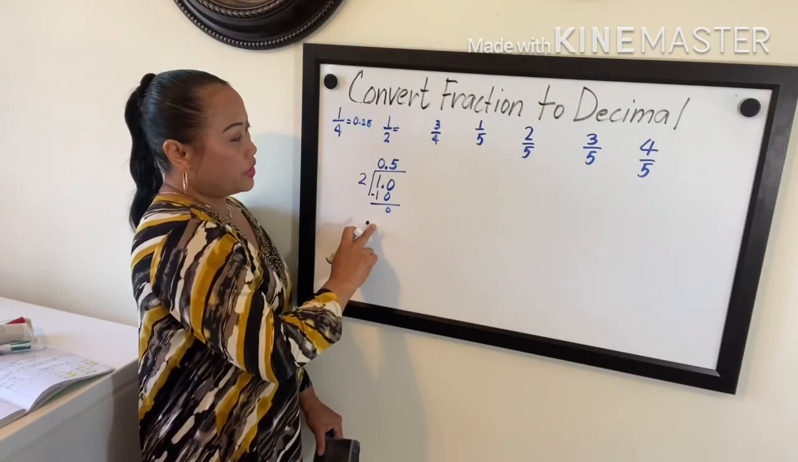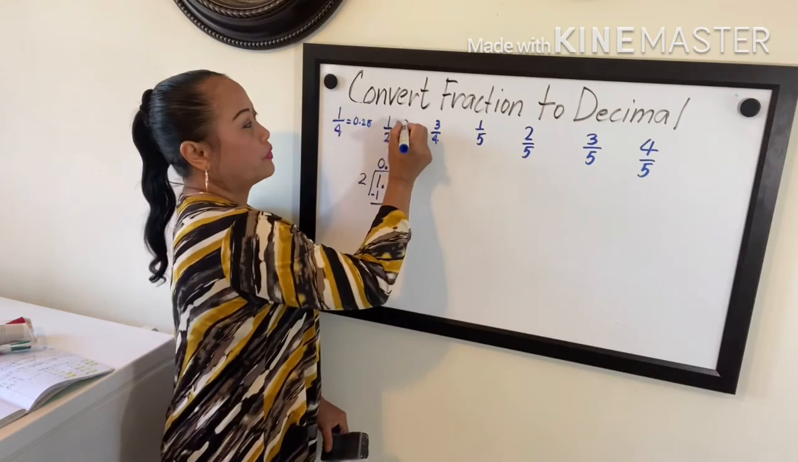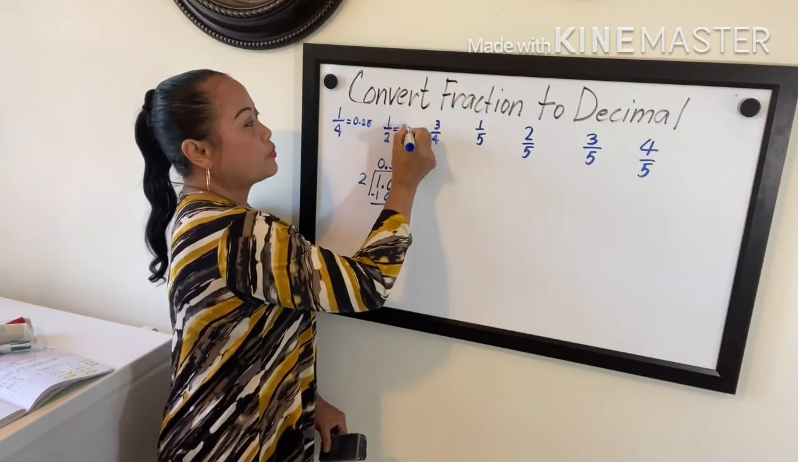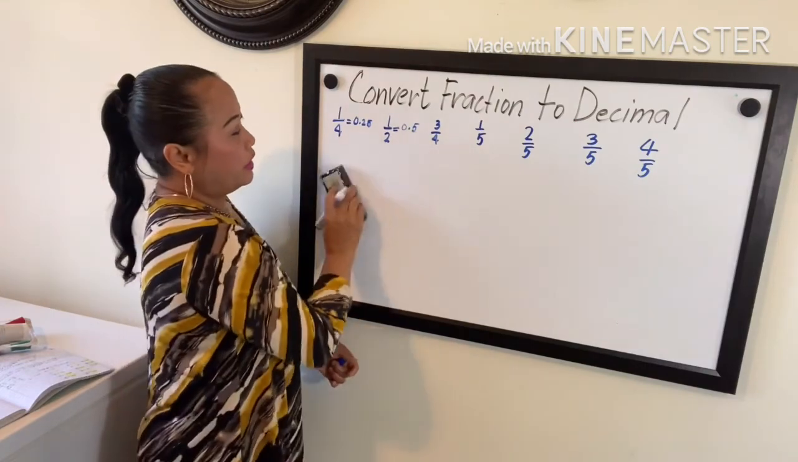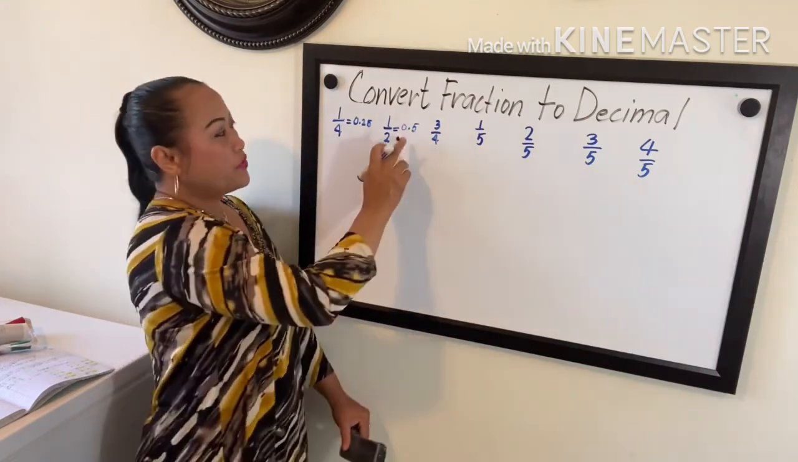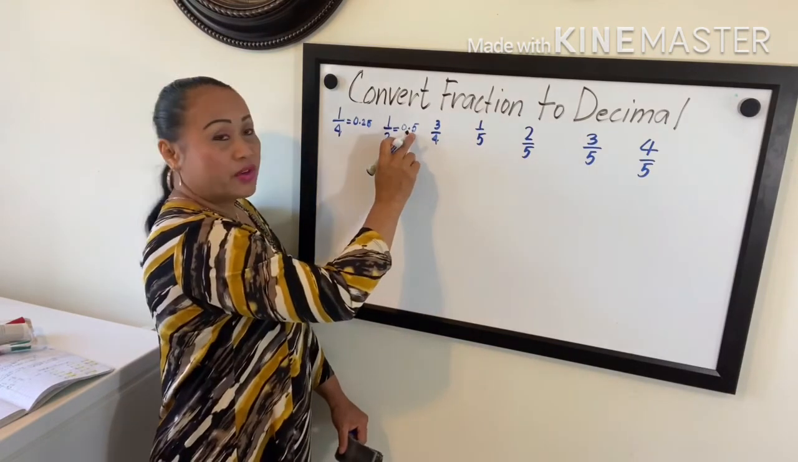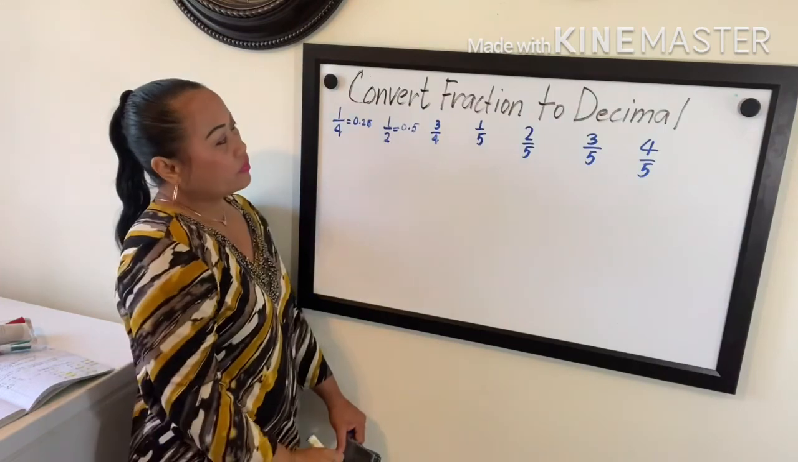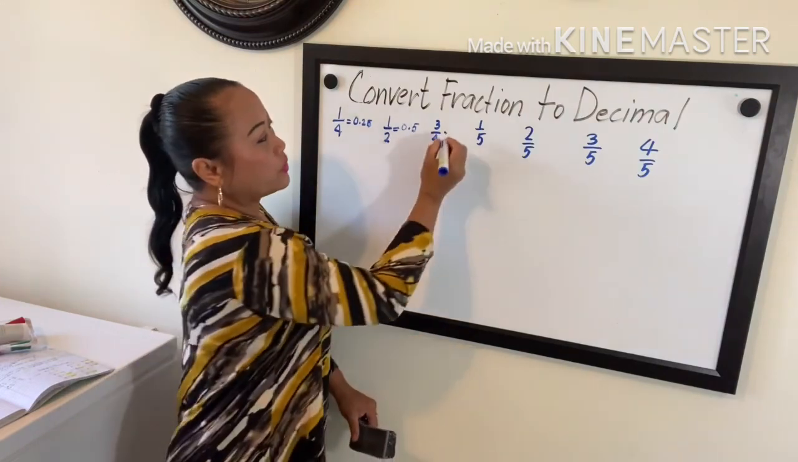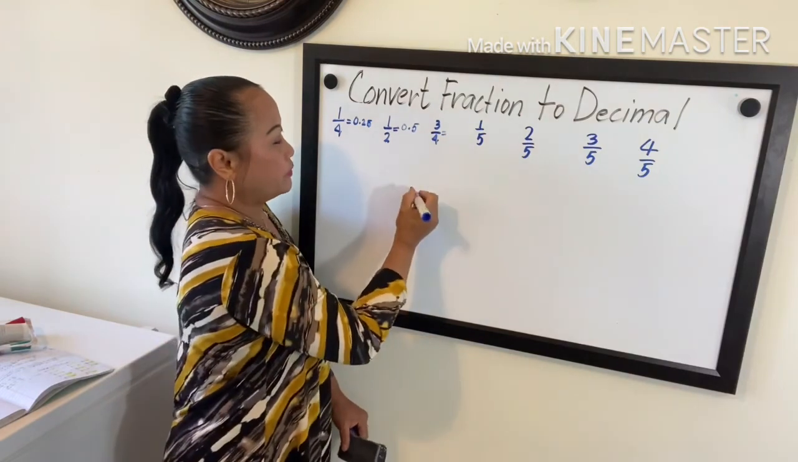So the answer is 0.5. And this will read as 5 tenths. The place value of 5 is tenths. Okay? So next, we'll solve this 3/4.